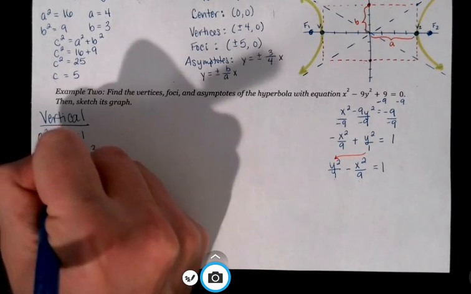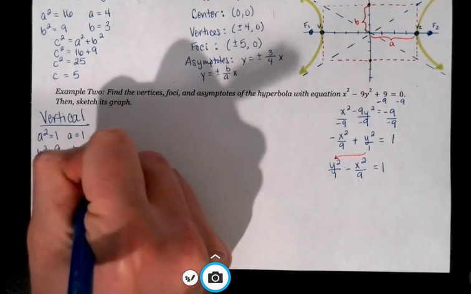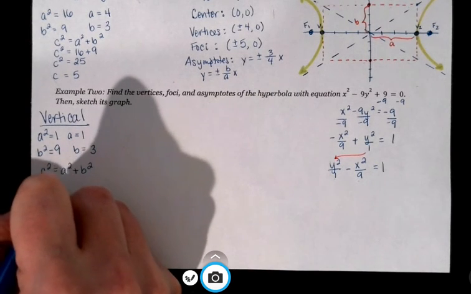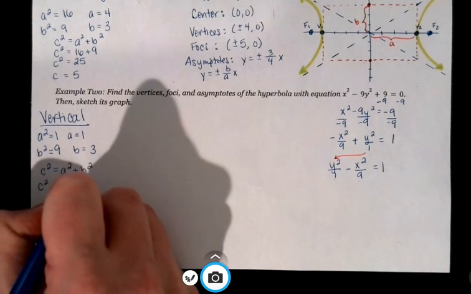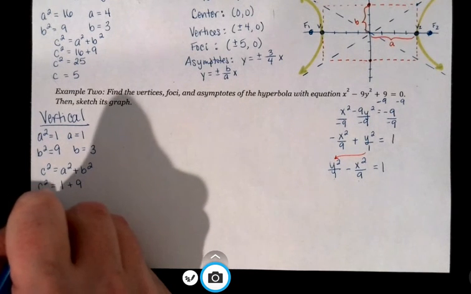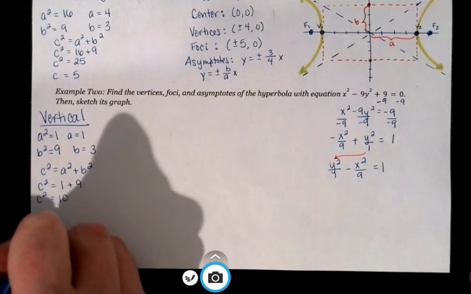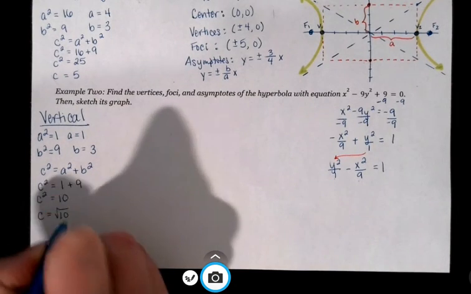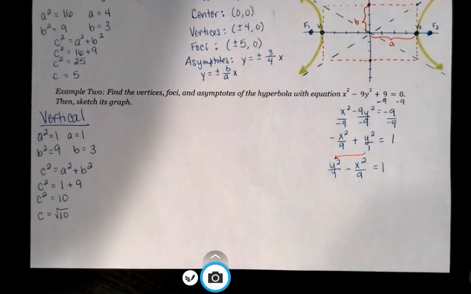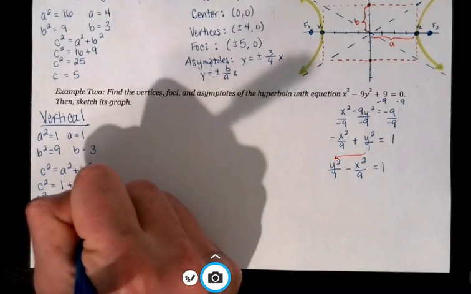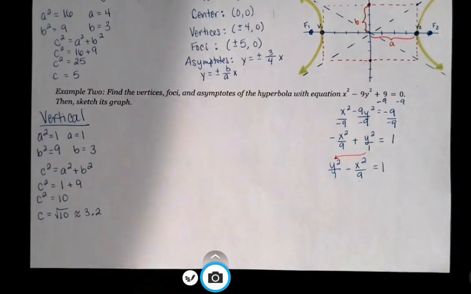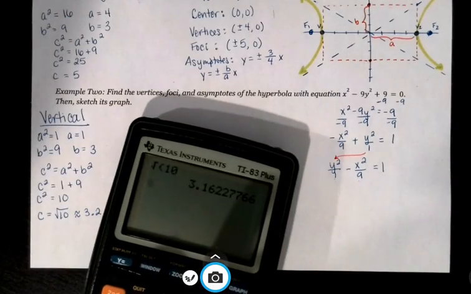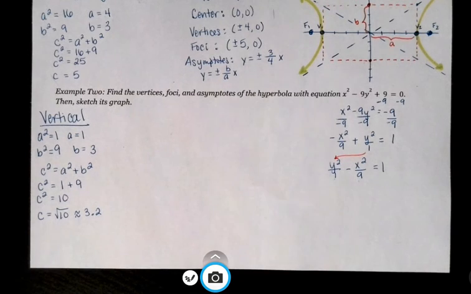And then using my equation, I can try to find my c value. So I have c squared equals, well, a squared is 1 and b squared is 9. So that is 10 when I add them together, which means c is the square root of 10, which I need to figure out what the decimal version of that is. Approximately 3.2-ish, 3.16 something. So rounded to 3.2. So we found everything that we're going to need.